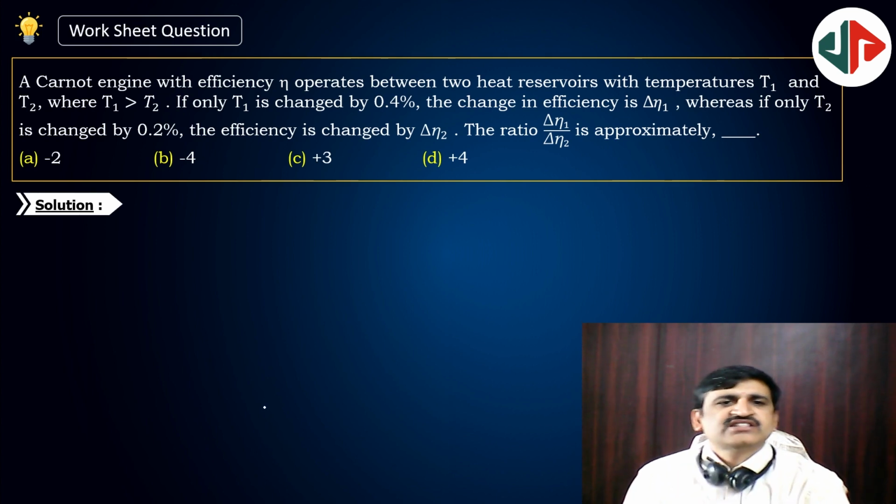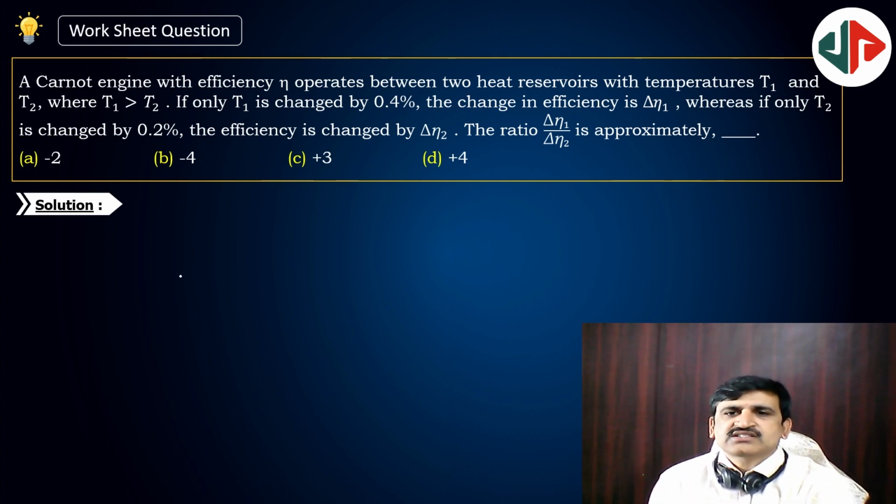A Carnot engine with efficiency operates between two heat reservoirs T1 and T2, T1 greater than T2. If T1 is changed by 0.4%, the change in efficiency is delta eta 1. If T2 is changed by 0.2%, efficiency is changed by delta eta 2. Then delta eta 1 by delta eta 2 is equal to, okay, 0.4% and 0.2%. Separately for delta eta 1 and delta eta 2 must be done and should be divided.